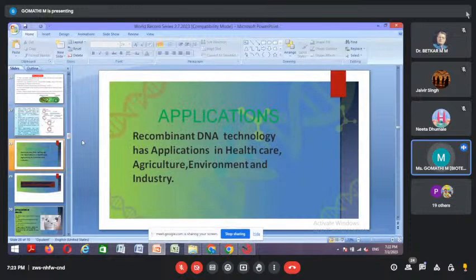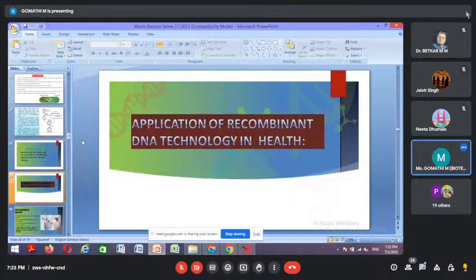Moving on to applications. Recombinant DNA technology has applications in various fields like healthcare, agriculture, environment, and industry. Applications of recombinant DNA in healthcare.